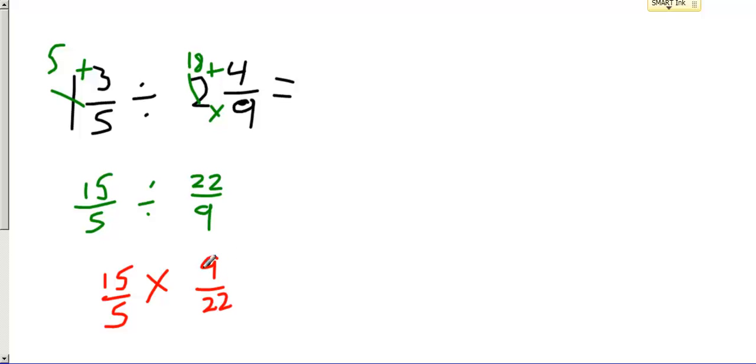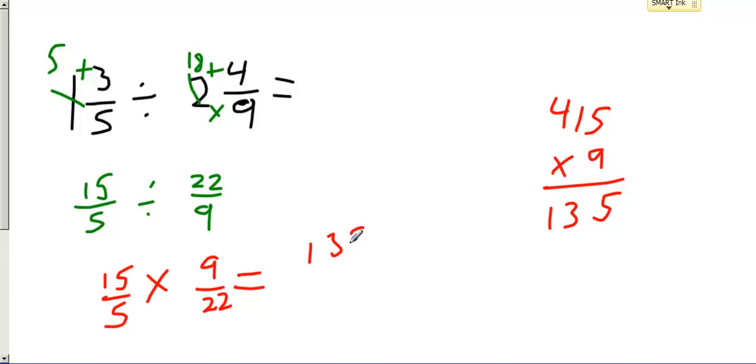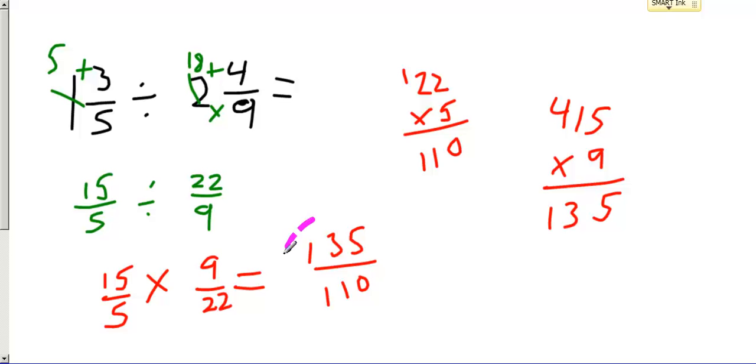Again, I can ask myself, do I feel lucky? Are there any common factors here? No. Are there any common factors here? No. I just have to multiply straight across. 8 times 9. I have to do my work on the side if I'm not positive in my head. 9 times 8 is 72. Over 22 times 5. 2 times 5 is 10. 2 times 5 is 10, plus 1 is 11. 110. So my final answer is 72 over 110.